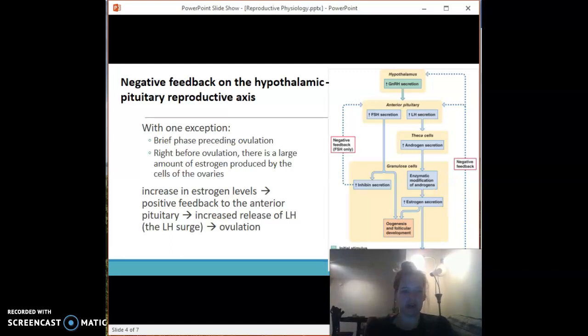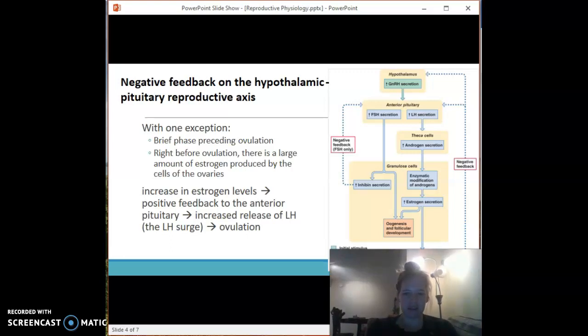So the ovarian steroids that we're talking about primarily exert negative feedback on the hypothalamic pituitary reproductive axis. That can be shown in the diagram on the right. So it shows the hypothalamus that's secreting gonadotropin releasing hormone, which is acting on the anterior pituitary. So an increase in the gonadotropin releasing hormone causes an increase in FSH secretion and LH secretion from the anterior pituitary. We'll pick that up in a minute.